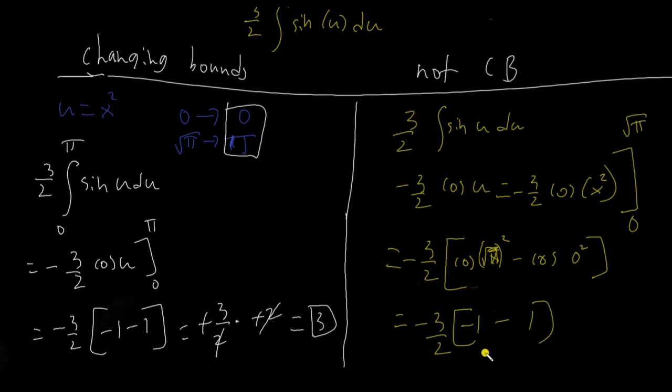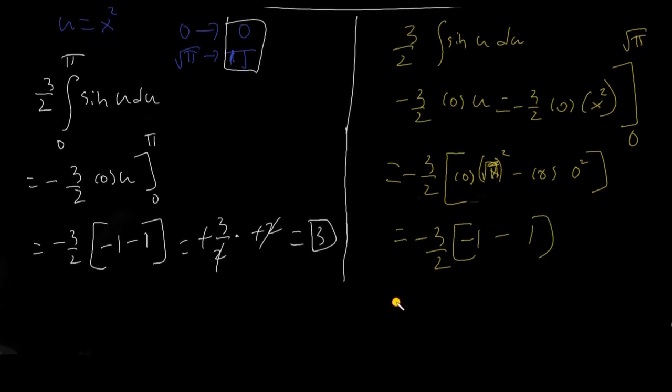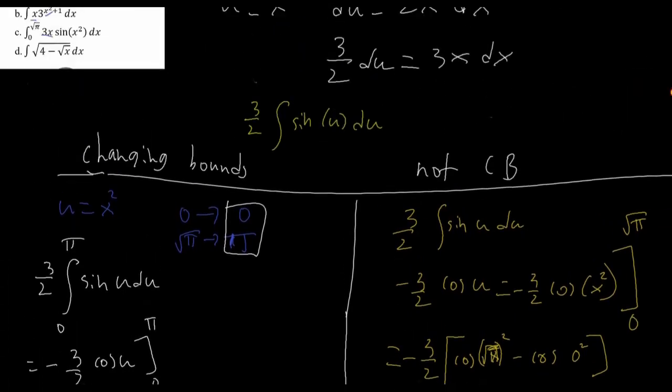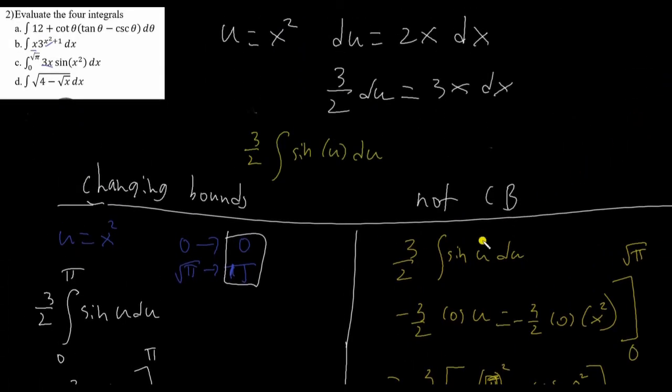So we still have negative 3/2 times -2. Negatives cancel, 2's cancel, and we still get the same answer of 3. And that was part C. Now let's move on to part D.